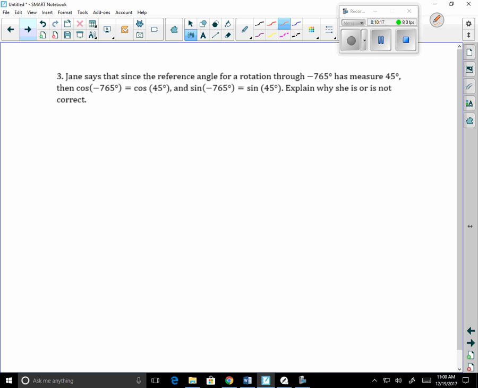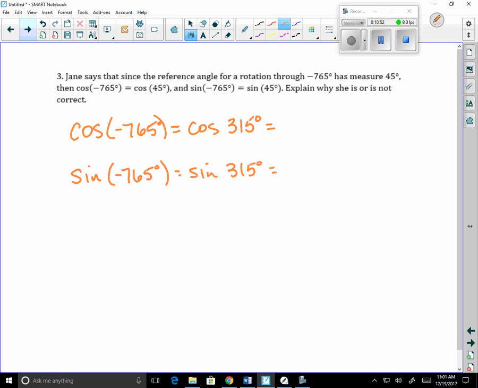So the first thing I want to do is figure out what is the reference angle and what quadrant we're in. So if I do negative 765 and I add 360 a few times, I get 315. So the cosine of negative 765 is the same thing as the cosine of 315. Same thing for sine. Now 315 is in quadrant 4. Quadrant 4 angles are going to be positive for cosine, but negative for sine. And the reference angle for 315 is 45.